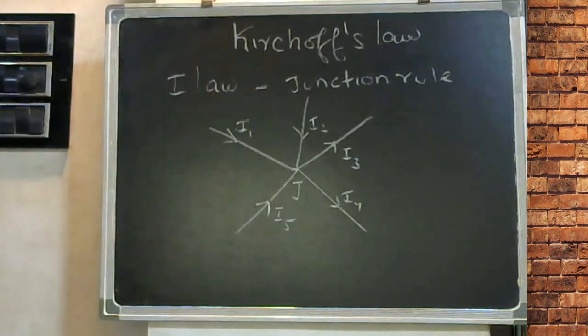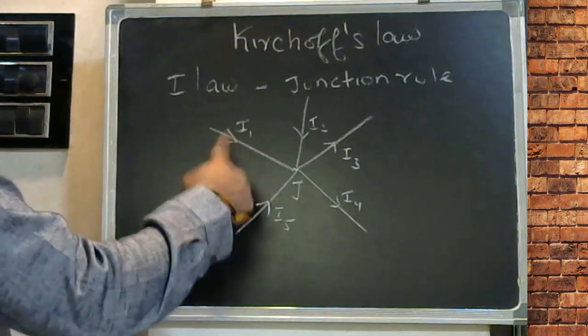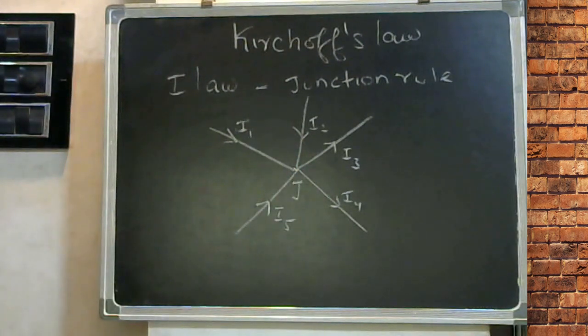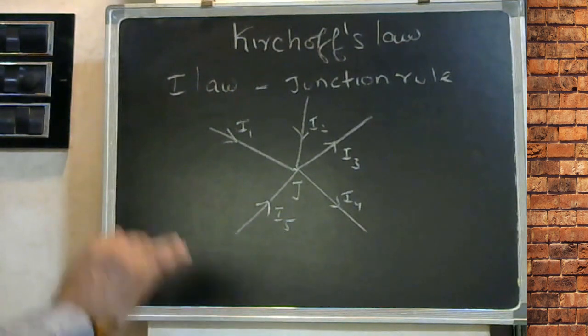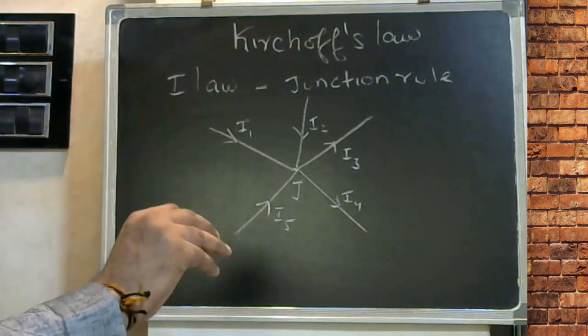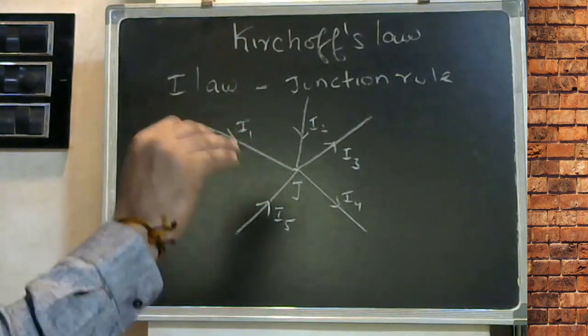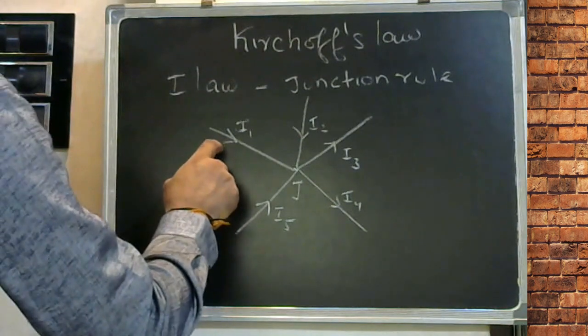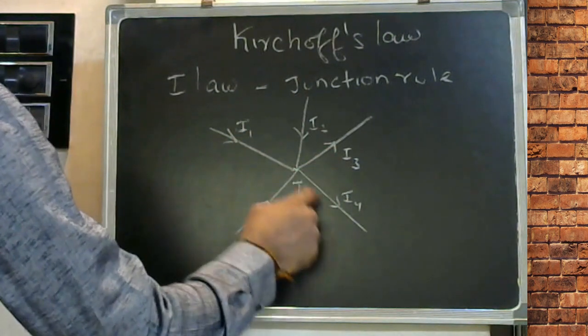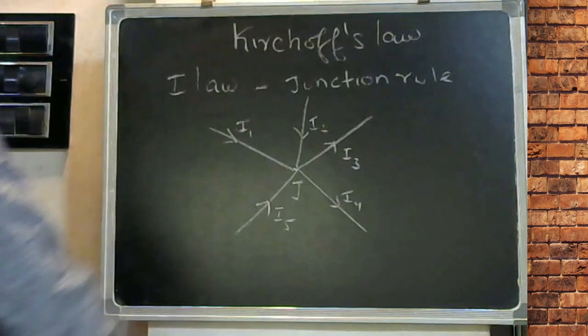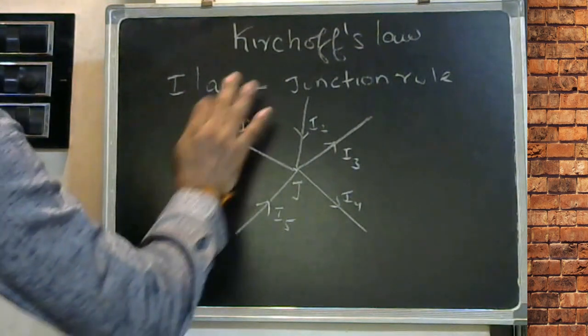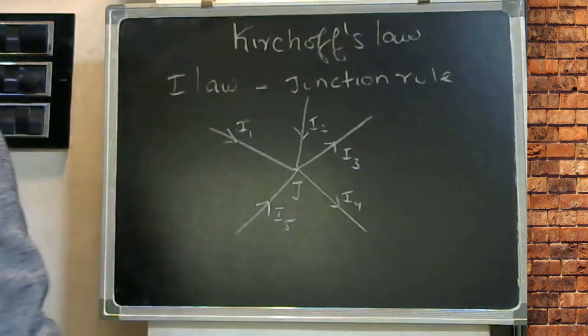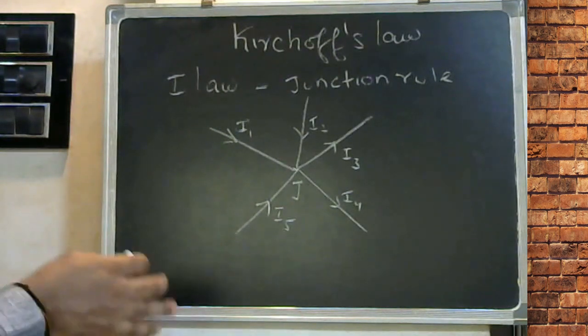According to Kirchhoff's first law, the algebraic sum of all the currents in a given junction is 0. Or to make it simpler, in terms of charge, the amount of charge entering a junction is equal to the amount of charge leaving the junction. So you can't have any charge accumulating in the junction. There are currents entering and currents leaving the junction, and if you add them up, the answer should be 0.